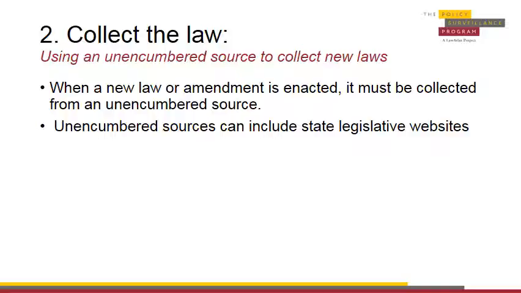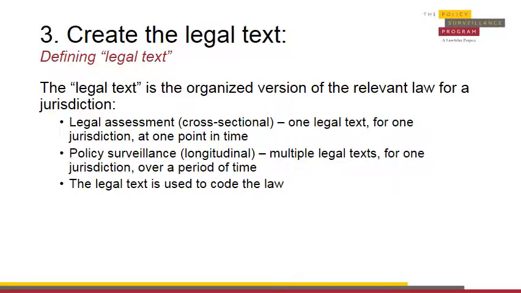The second step in tracking and updating the law consists of collecting new laws. When a new law or amendment is enacted, it must be collected from an unencumbered source, such as the state legislative website. The next step in tracking and updating the law consists of creating the legal text for any amendments that have been enacted since the last update. The legal text is the text used to code the law. For more information on collecting the law, including creating the legal text, please see Module 4 in the Learning Library.